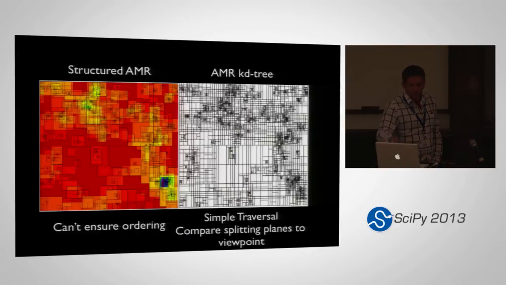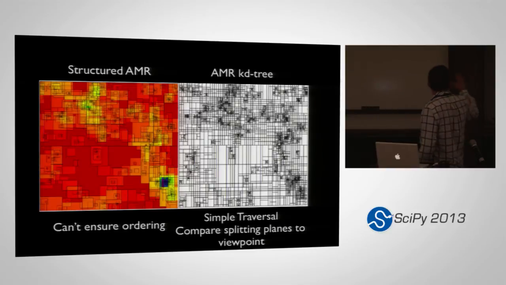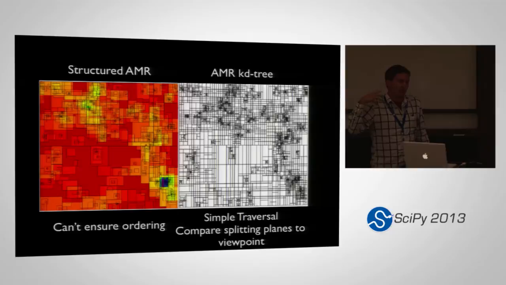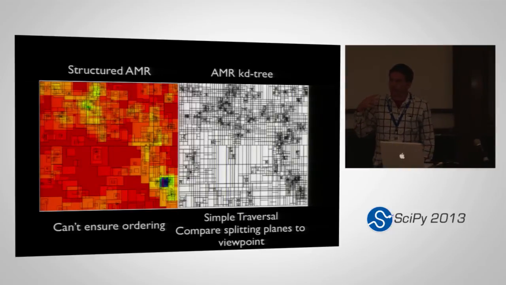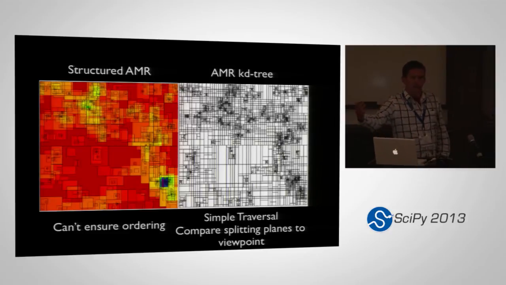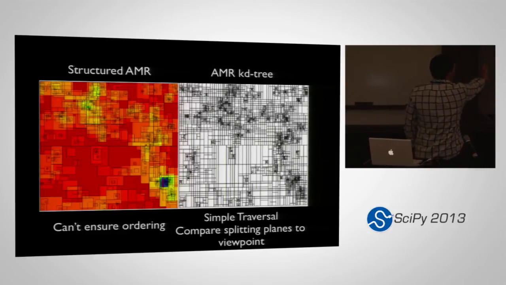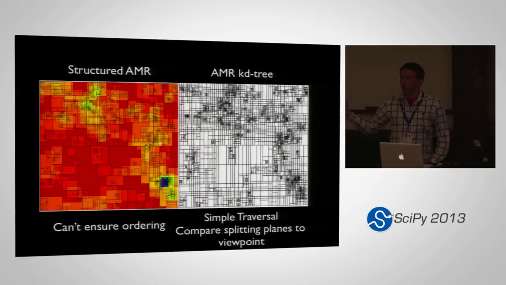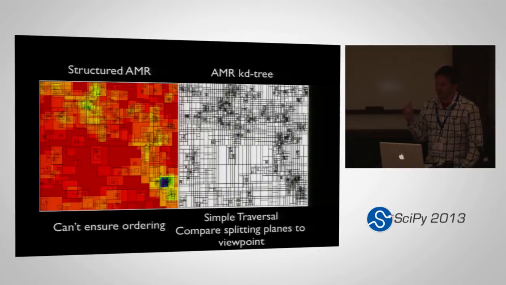So this KD tree is something that takes a structured AMR data set that you see on the left here, where the grids are kind of overlapping. They are not particularly well ordered in space. You can't really ensure ordering because if you view it from one direction over here, it's non-trivial to yield those bricks in a way that will allow you to render it back to front.